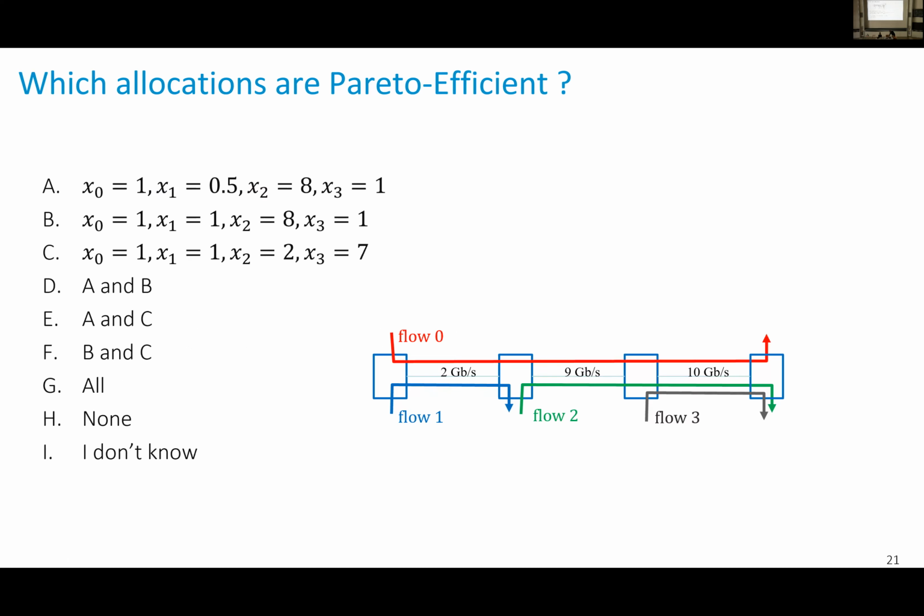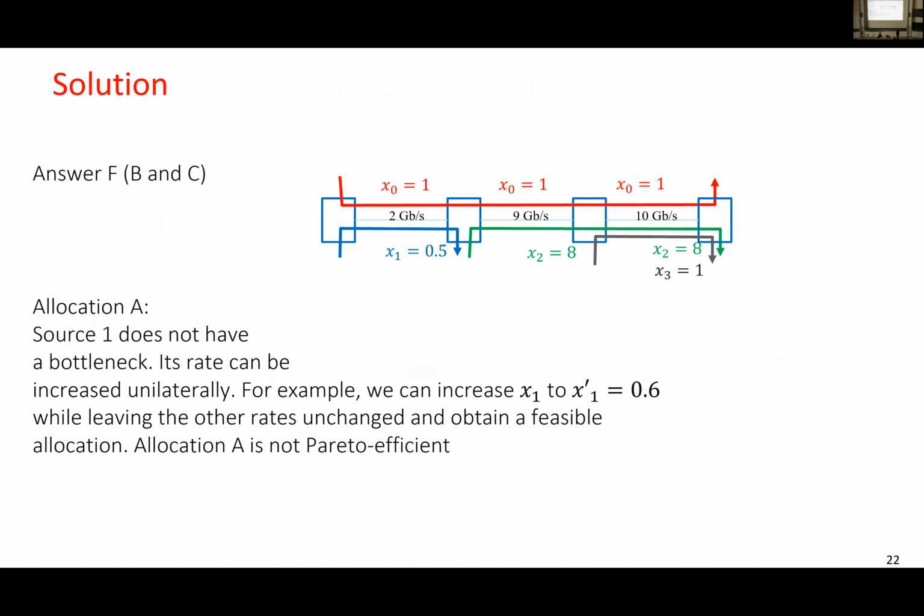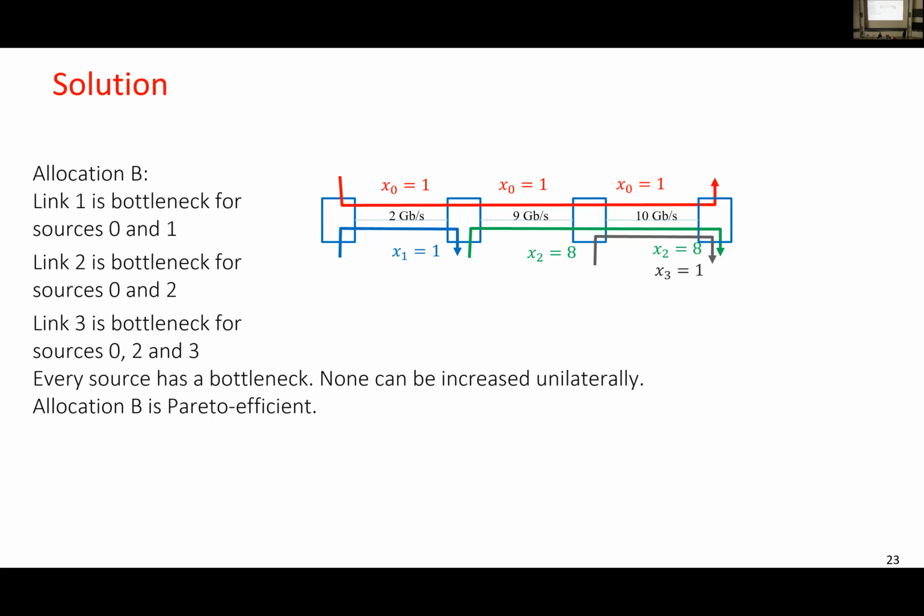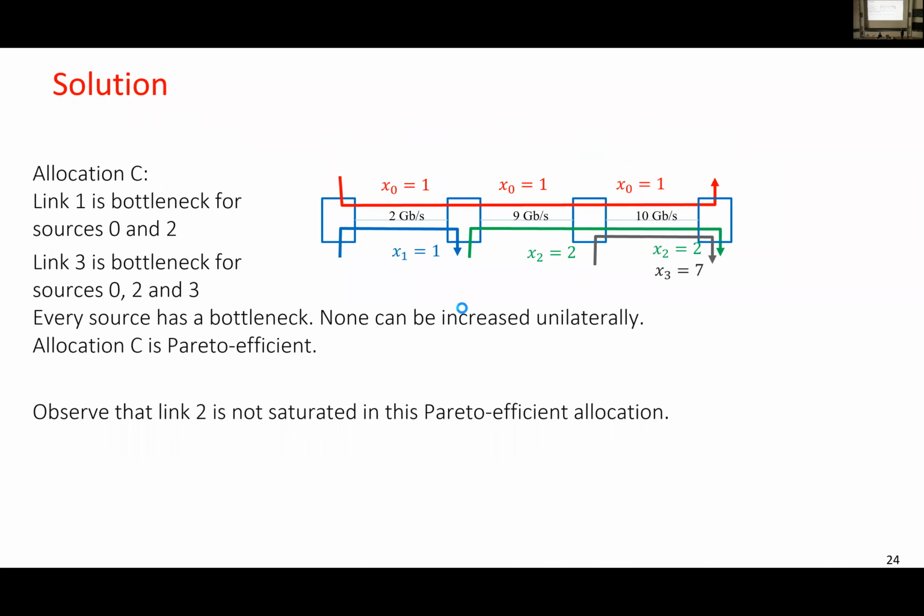To see why, we can see first that A is not Pareto efficient, because if I look at those values here, 1 and 0.5, obviously I can increase the blue one, doesn't change anything for the rest, so it's not Pareto efficient. The others are. So this one, for example, we see that all the capacities are reached everywhere. So our allocation B is Pareto efficient, and allocation C also is Pareto efficient.